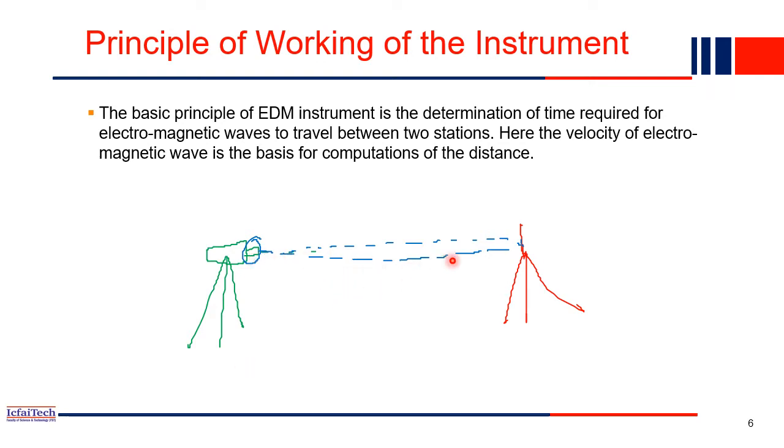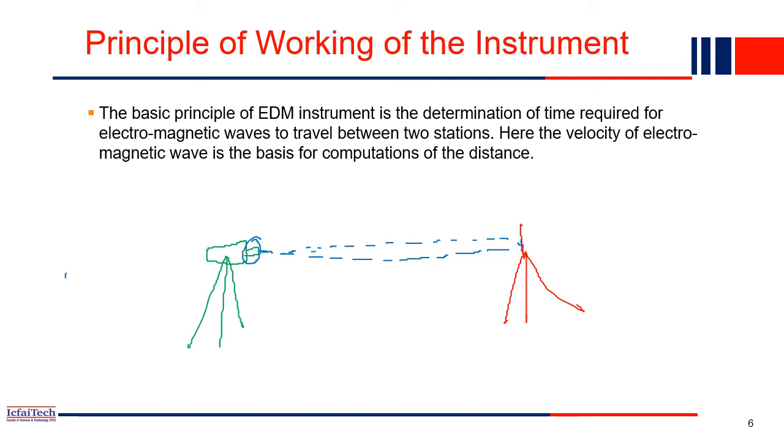So how much time did it take in total? We know the velocity of the wave, microwave or whatever wave it may be, and we know the time taken to travel from this point to this point. So from there you can easily find out the distance, is it not?